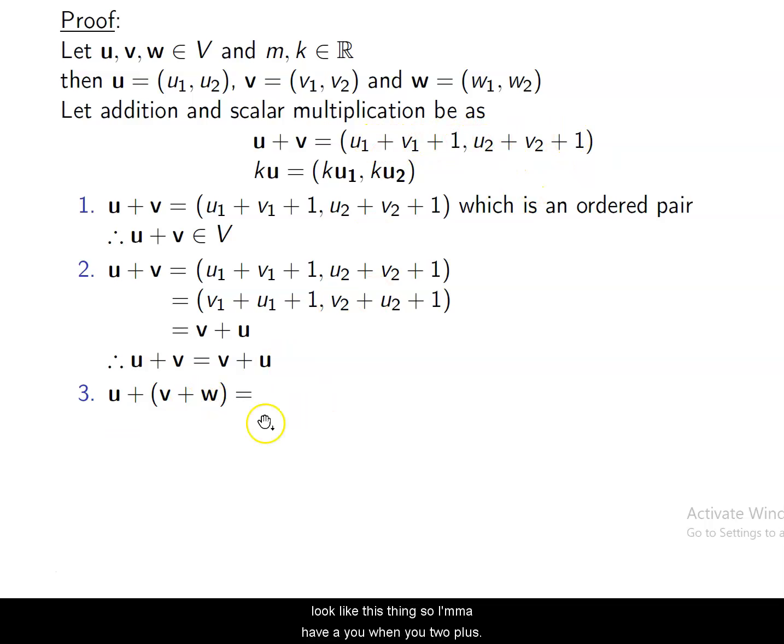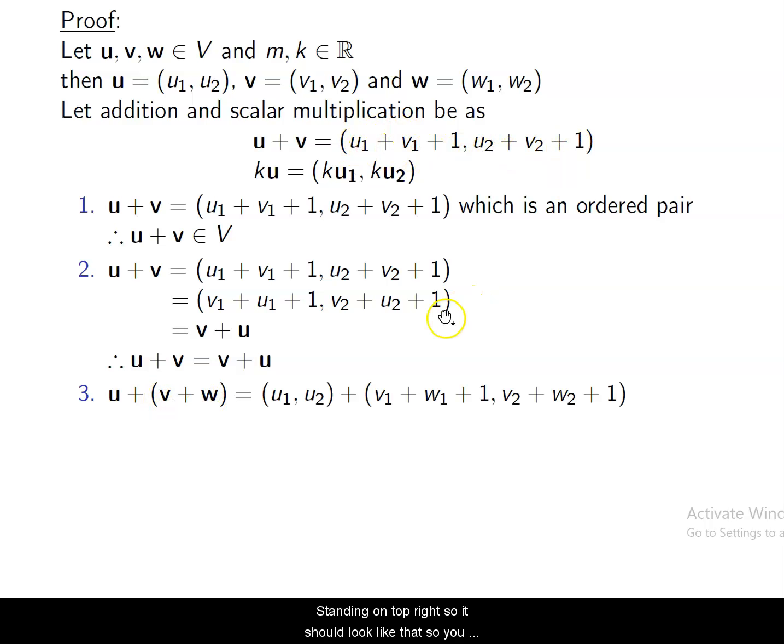So I'm going to have a U1, U2 plus this is being added first. I'm not adding this in yet. I'm adding this in standard off top, right? So it should look like that. Okay, so U1, U2 plus something that has already been added together, right? So V's and W's: V1 plus W1 plus 1, V2 plus W2 plus 1.